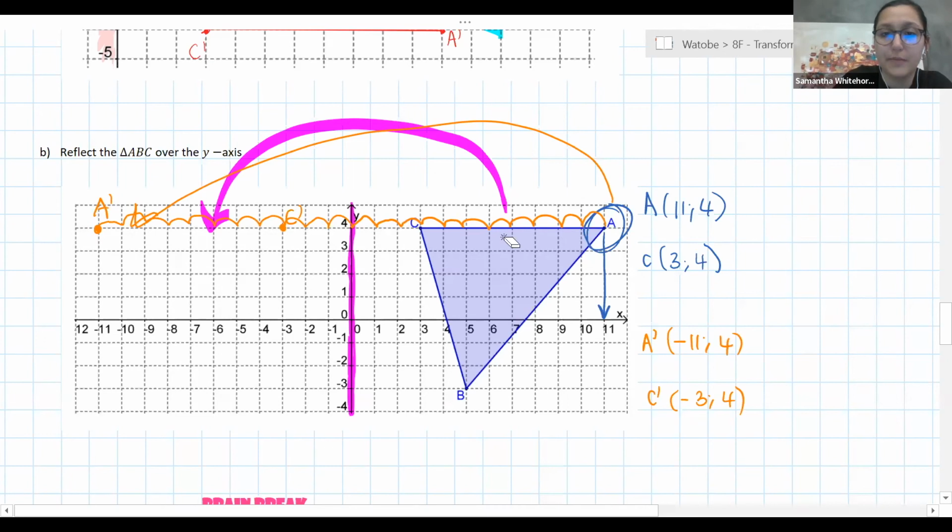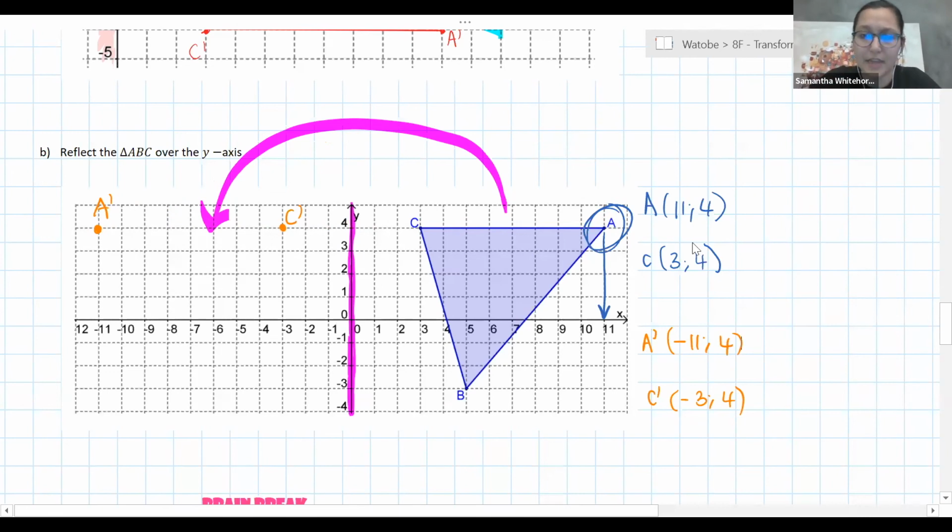Would you agree? Yes, ma'am. I didn't understand. No, that's okay. We got there. Well done. And thank you for giving me the original coordinate because I'd actually forgotten about that. So well done for doing that. Okay, so guys, A dash is going to end up at -11, 4.